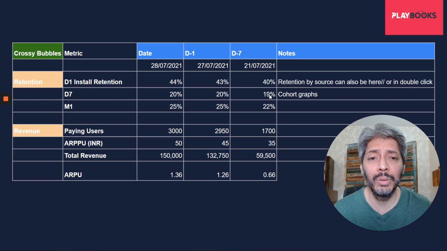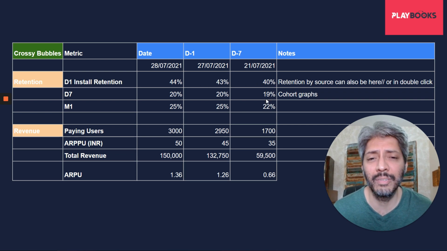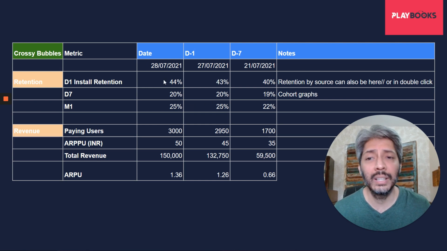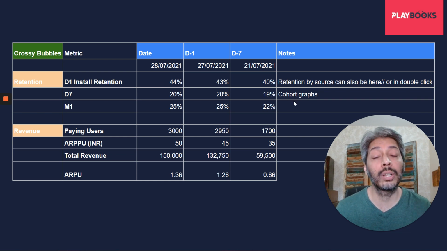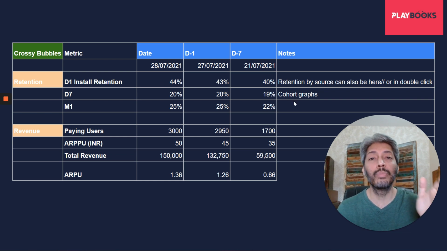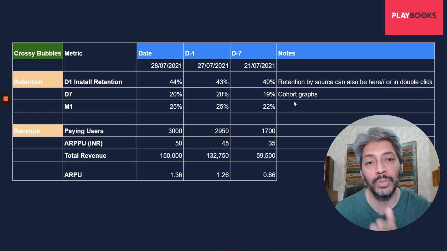Again, these numbers happen to be fairly decent. Your retention numbers are slowly going up. Your D1 retention numbers, your D7 and M1 are fairly constant. These are not particularly bad retention numbers, but your engagement is a cause for worry. Again, what you would double click here are cohort graphs, right? So you want to see the movement of retention over time, and that will tell you whether you're doing the right sort of things in your product.